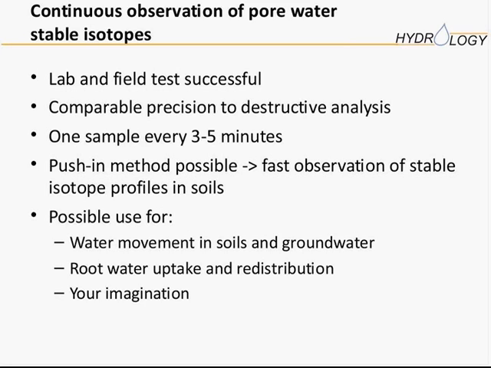That means more or less you can go out with your isotope sampler, push in that probe to a certain depth, take a measurement, 5 minutes, then go deeper and deeper and deeper, so you can more or less sample a soil water profile within a relatively short time. And the possibilities, in my opinion, are relatively wide: water movement in soils and groundwater, root water uptake and redistribution studies, or whatever your imagination can come up with using a sampler like this.